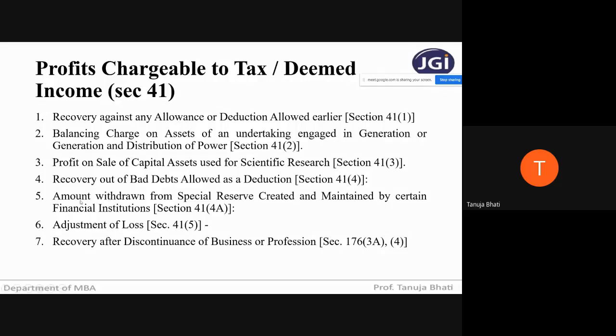Next is amount withdrawn from special reserve created and maintained by certain financial institutions. Actually, in respect of this, a deduction is allowed as per section 36. Suppose that amount is withdrawn.